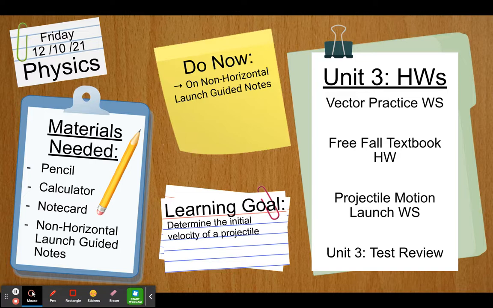Okay, so we're going to start with that do now on the non-horizontal launch guided notes. Just some reminders, you do have your test not next period, but the following period. Homeworks for this unit so far have been the vector practice worksheet, the free fall textbook problems, the 8 projectile motion problems from last class, and then the Unit 3 test review.